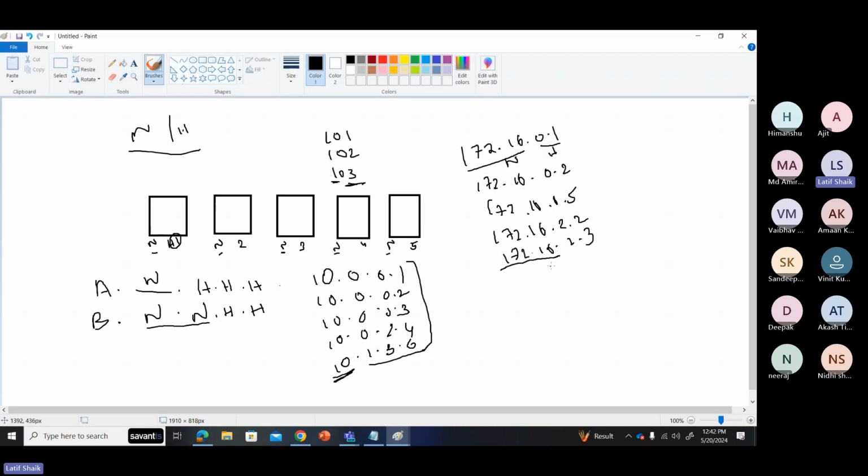In case I give 172.17.2.4, it is still a different network because there is a different network portion. The difference can be in the network portion, either the first one or the second one. So all these devices can communicate with each other because their network portion is the same, and these devices cannot communicate with those devices.